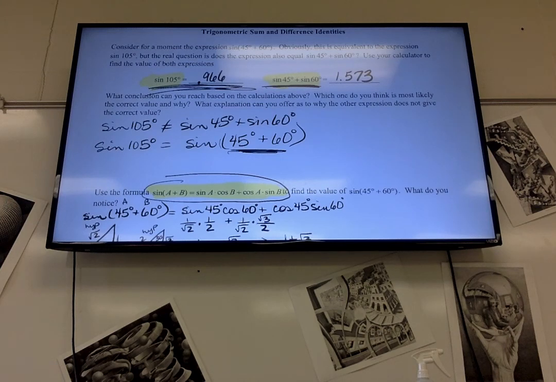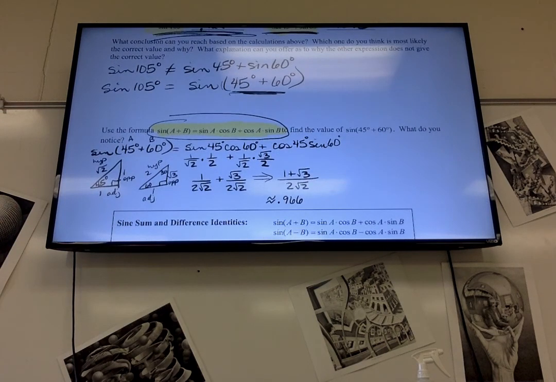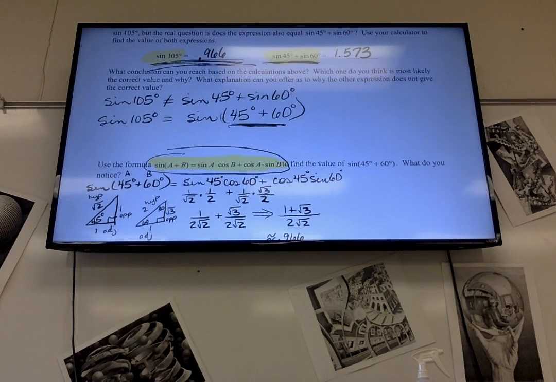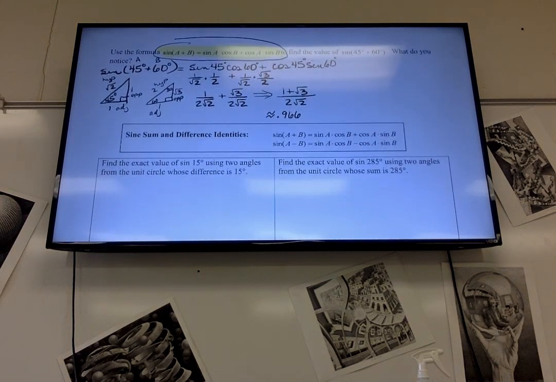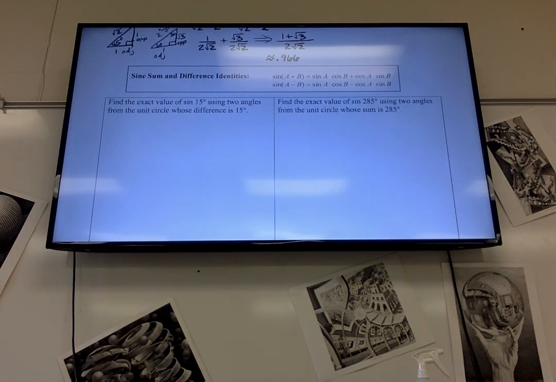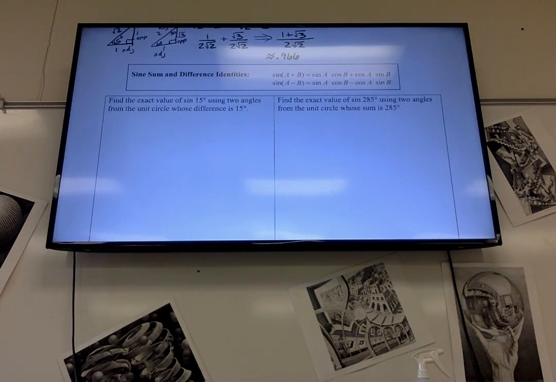Okay, so the other day what we did was we used our calculator and we found the sine of 105. And then I gave you this formula that I circled up here. And we found the sine of 105 using special right triangles. And now we're going to do the same thing, only you have in your notes both of the formulas. Again, I don't expect you to memorize those, but I do expect you to be able to use them.